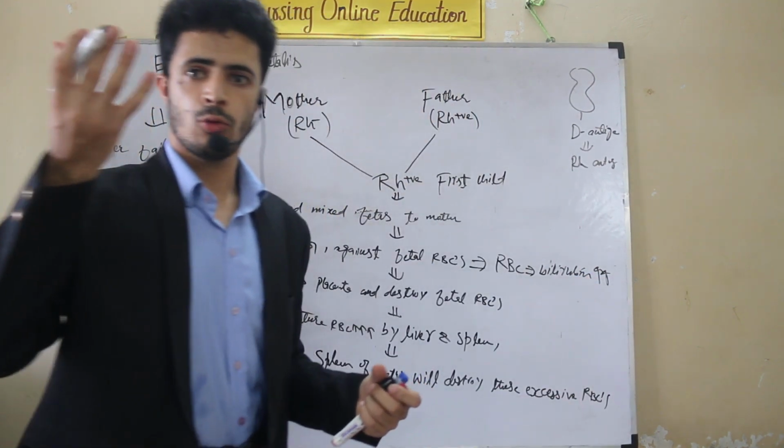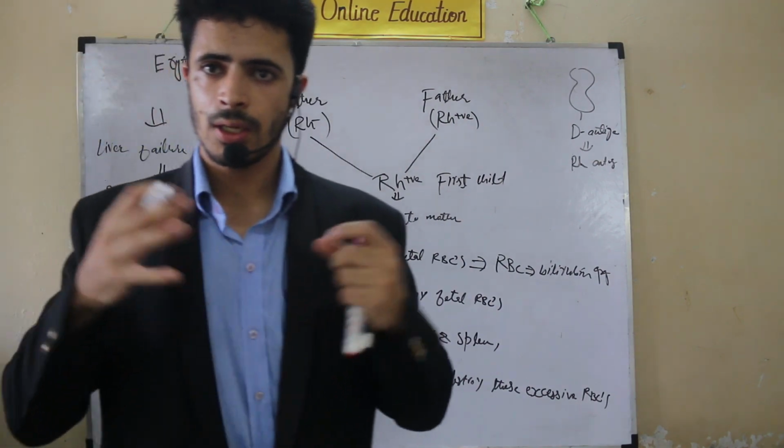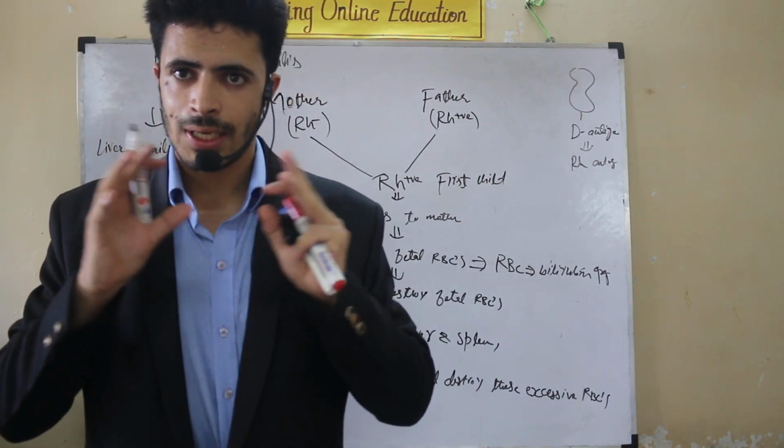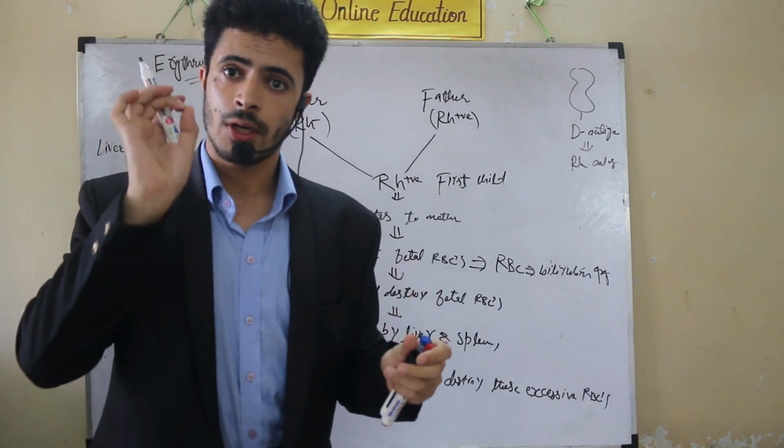That is hyperbilirubinemia. And the last complication will be hydrops fetalis. That is edema within the body of the fetus. That will cause the excessive swelling of the fetus. Okay, this was the main mechanism of erythroblastosis fetalis.